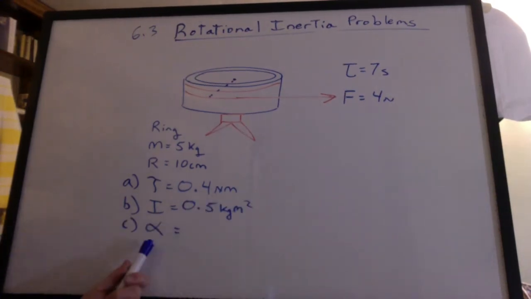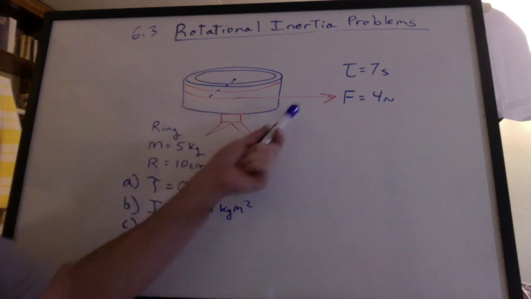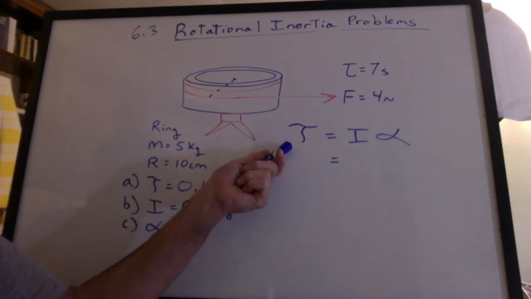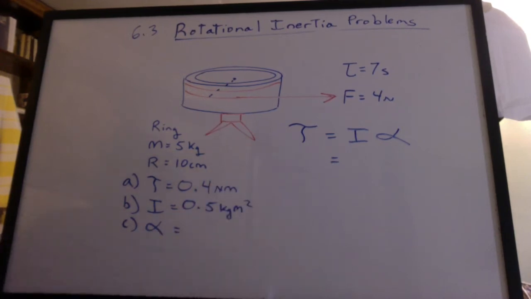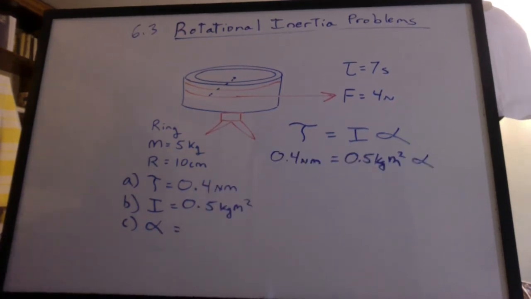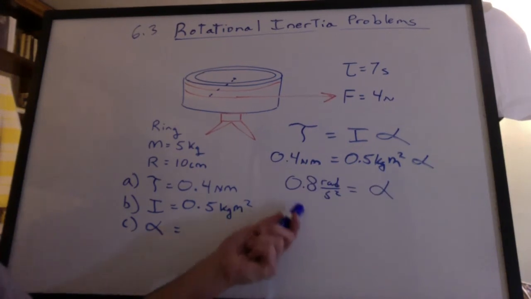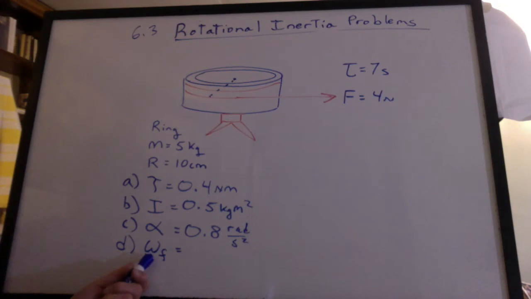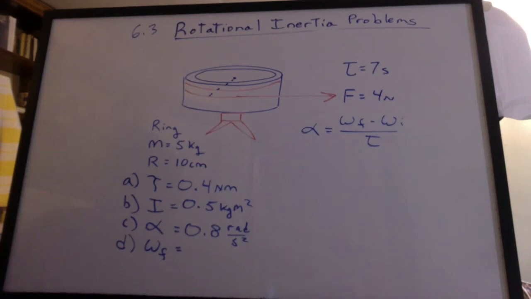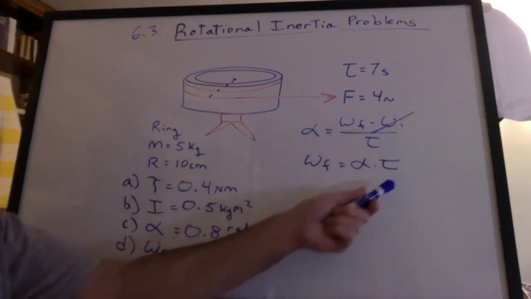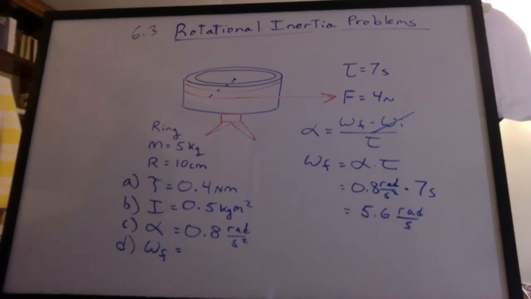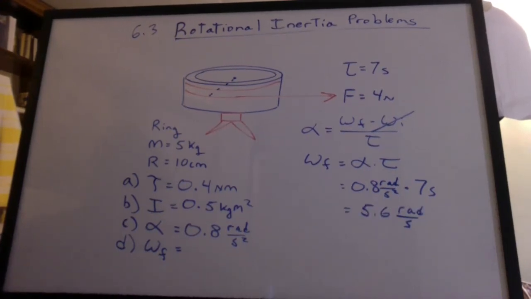Now we can find the angular acceleration of this ring as the string unwinds it. We're going to use Newton's second law for rotational motion. Torque equals I alpha. Plugging in the values, we get 0.8 radians per second squared. Now we can find the final angular velocity. Using our definition for alpha, the initial angular velocity is 0, so this is what we have. Plugging in the values, we get 5.6 radians per second.